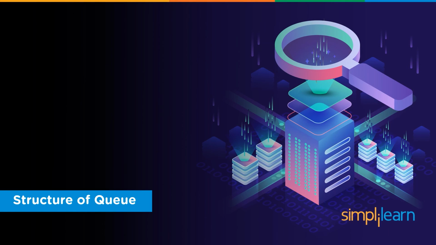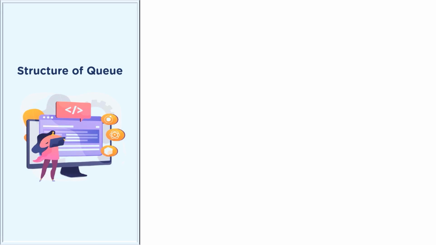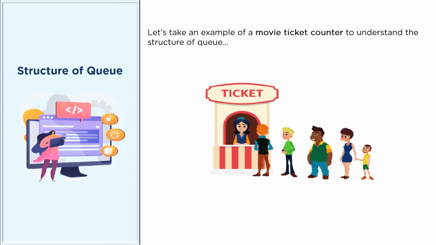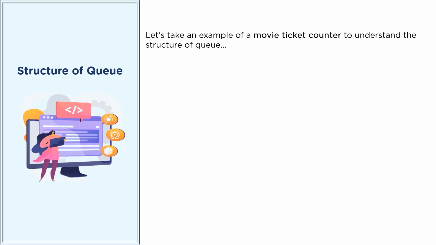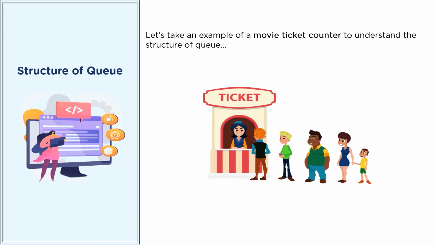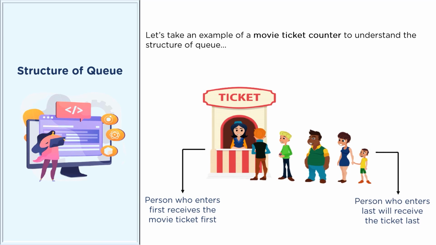But before doing that, let's look at a real-life example of queues to understand it more clearly. The most common and relevant example of a queue is a movie ticket counter. In the movie ticket counter, you must have observed that both of its ends remain open. Also, these ends are fixed with the help of barricades, and that is why no one can enter in between these ticket lines. Additionally, the person who enters first receives a ticket first, and the person who enters last will obviously get served last.